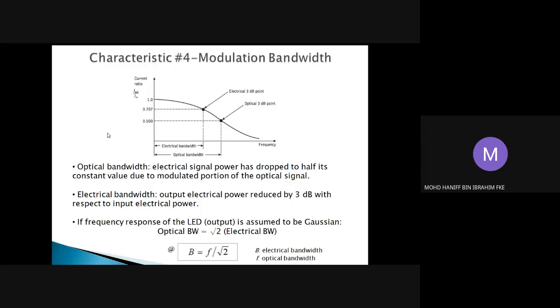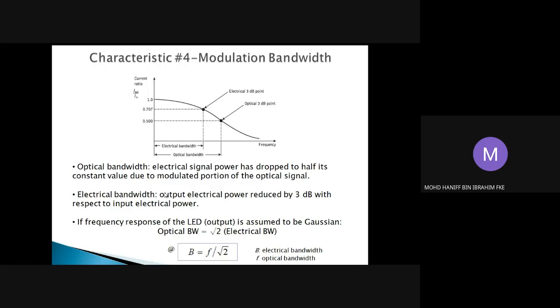Okay, then the next characteristic is the modulation bandwidth. I put here the difference between the electrical 3 dB bandwidth and the optical 3 dB bandwidth. Hopefully by this diagram, you can differentiate what is meant by the electrical bandwidth and the optical bandwidth. The optical bandwidth is where the electrical signal power drops to half its constant value. Initially we have 1, so when it drops to 0.5, half of its value, the width of these frequencies is called the optical bandwidth.